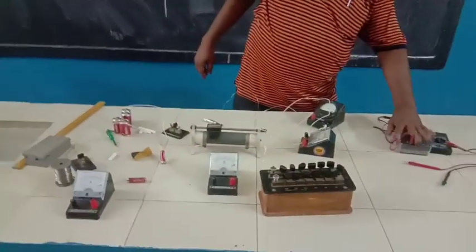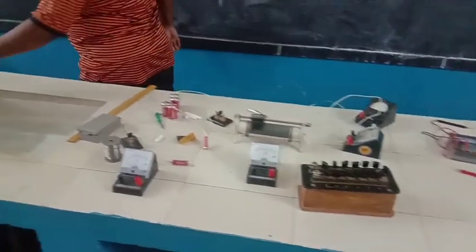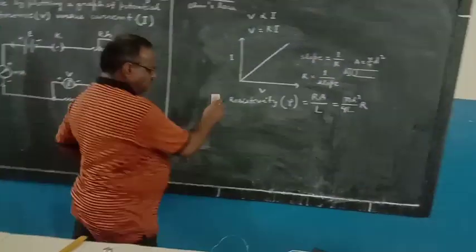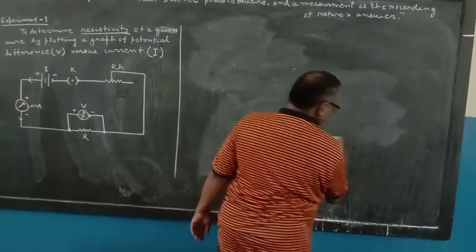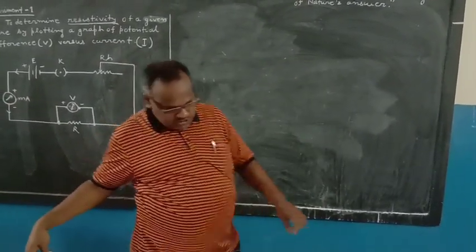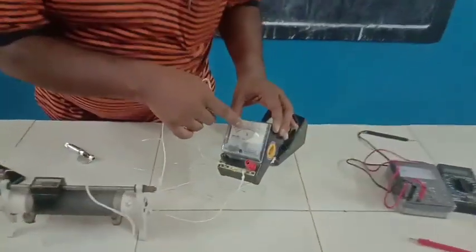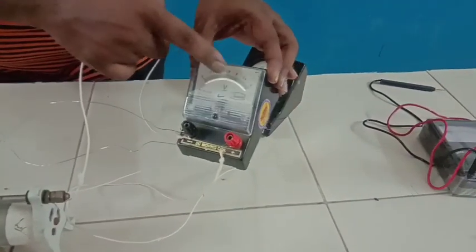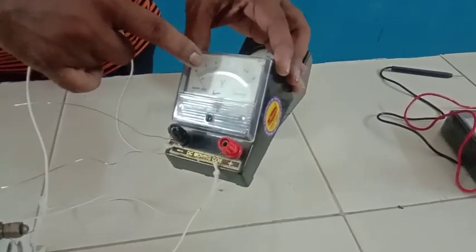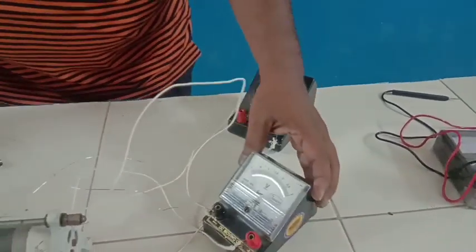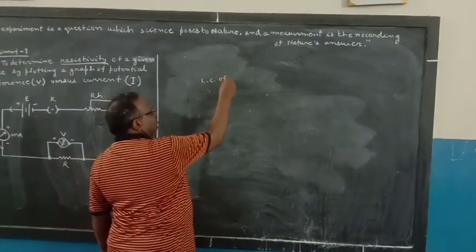Here you see, after you take the instrument, the second thing you have to calculate is the least count. So first I am finding the least count. I am taking this voltmeter. This voltmeter is from 0 to 3, the range is 0 to 3 volt, and it is 0 to 0.5, and in between there are 10 divisions.